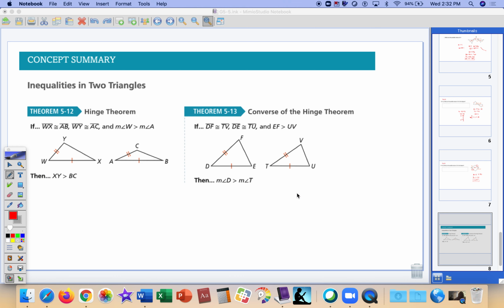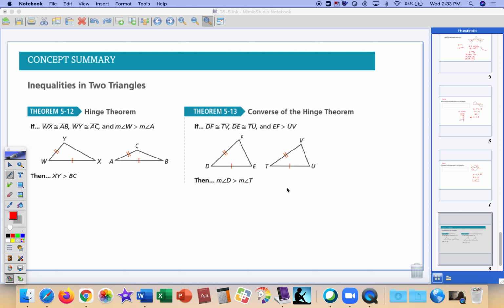Okay, so just to sum up this section, it's really pretty simple. There's just two theorems, and the first is the hinge theorem. Given two sides in one triangle congruent to two sides in another triangle, then we look at the included angle to determine which one is larger. So in this case, if angle W is greater than angle A, then XY is greater than BC.